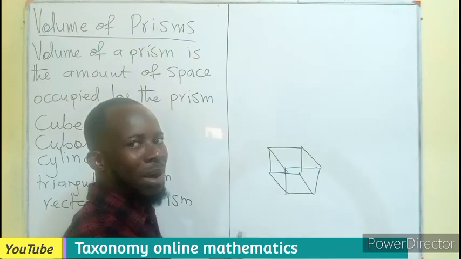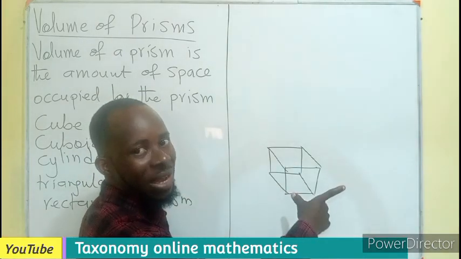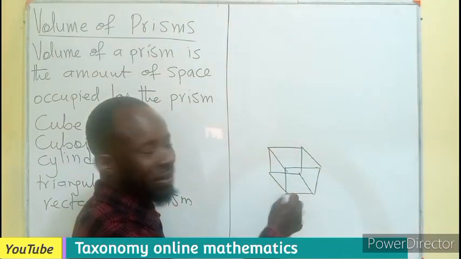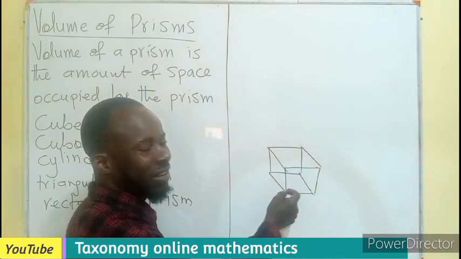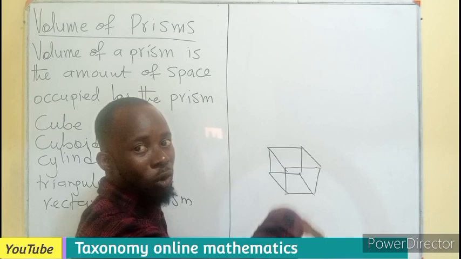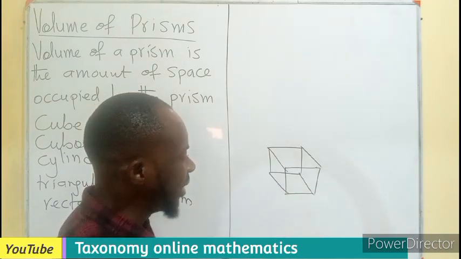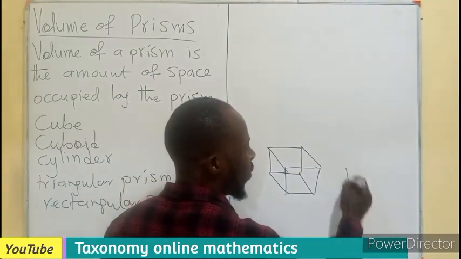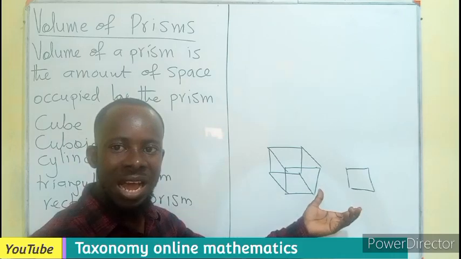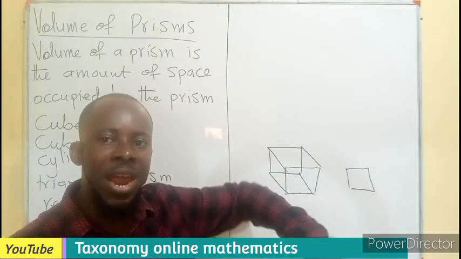Now, if you want to know the amount of space occupied, you are going to look at how wide the base is or how narrow the base is. The narrower the base with the same height, the smaller the volume becomes. When the base is enlarged, the volume becomes larger, meaning the space occupied becomes larger. And if I take the base here, what I am taking is what? A square.